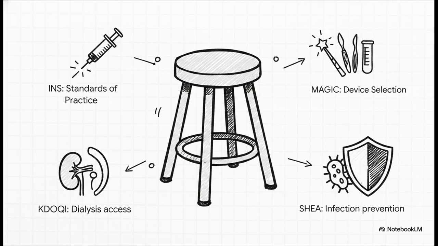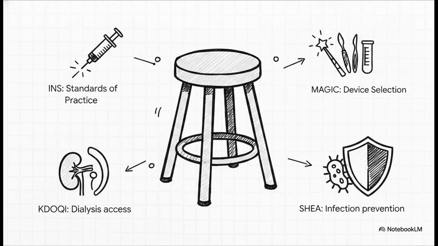So how does all that top-tier research actually reach us on the floor? Through major guidelines. The exam will heavily test your knowledge of these big organizations. You've got to know that INS provides our overarching standards of practice, everything from flushing protocols to that 33% catheter-to-vein ratio we talked about. The MAGIC guidelines? That's your absolute gold standard for device selection. KDOQI dictates dialysis access and vein preservation, and SHEA focuses intensely on infection prevention and CLABSI bundles.